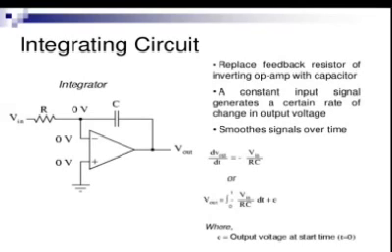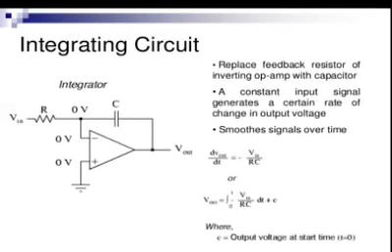Okay, we can see the V out formula. This is very important. It indicates that V out is minus 1 over R1 CF times the integral of V in dt, plus C. And the frequency response of this basic integrator is f equals 1 divided by 2 pi R1 CF.